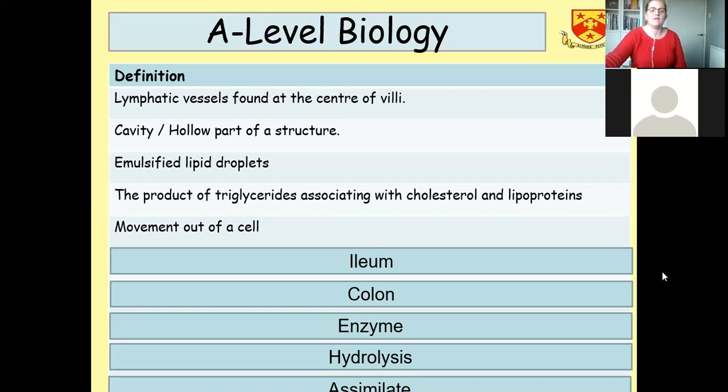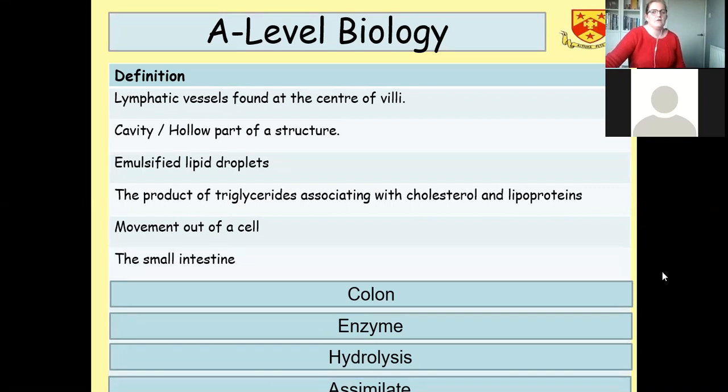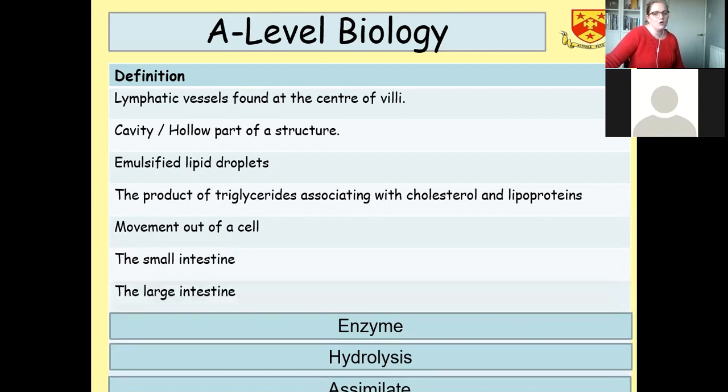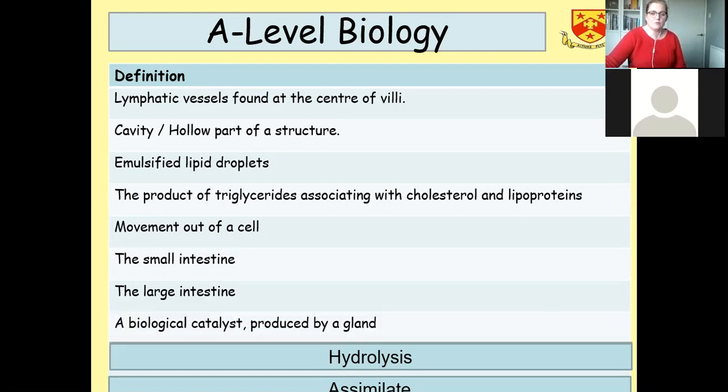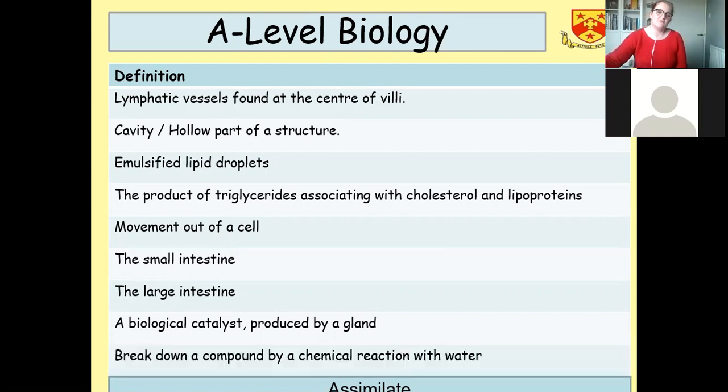And we also have the ileum. Now, the ileum is another name for the small intestine. We have the colon, which is the large intestine. So they're two different words that mean the same thing. So colon, large intestine, ileum, small intestine. Enzymes, which we've come across before, are our biological catalysts, and they are produced by a gland. Hydrolysis, which we've come across loads, is a breakdown of a compound by chemical reaction with water.